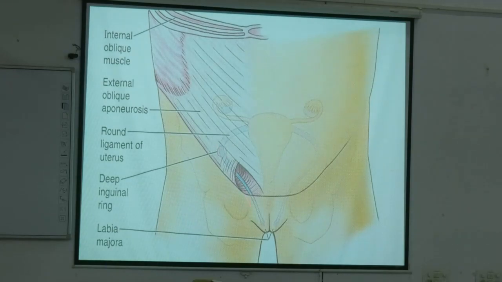See, this is the canal, inguinal canal. This is external oblique aponeurosis. In female, you can see this is uterus, two tubes, fallopian tubes, ovary. At the corner of the uterus, attach this round ligament of the uterus. In female, round ligament of uterus is coming, passing through the deep inguinal ring, then traverses the inguinal canal and going to be attached to the labia majora.